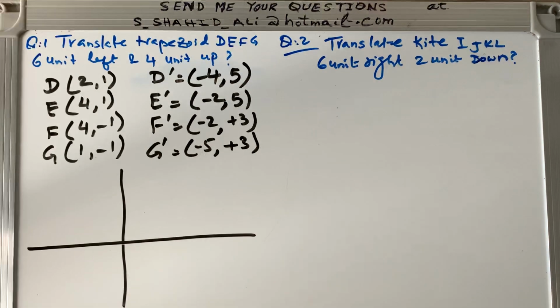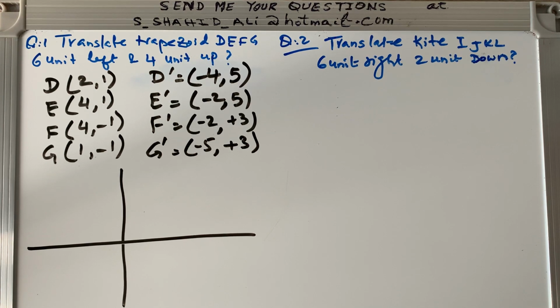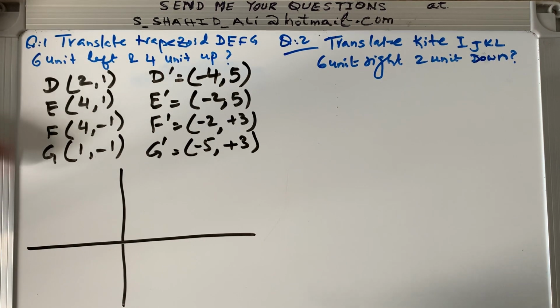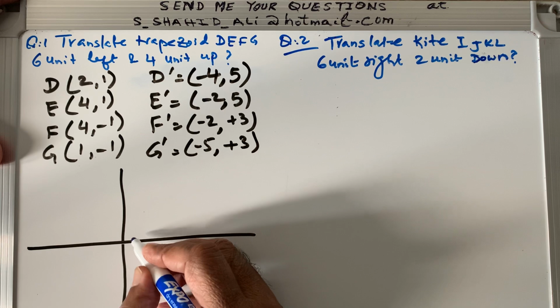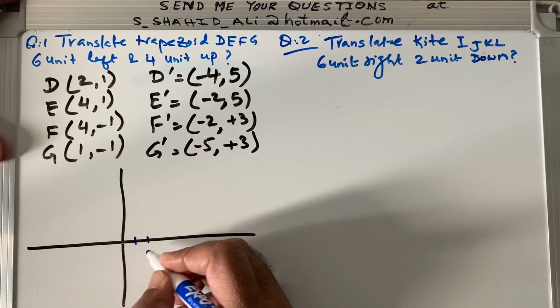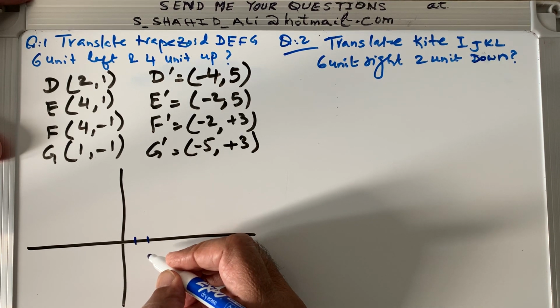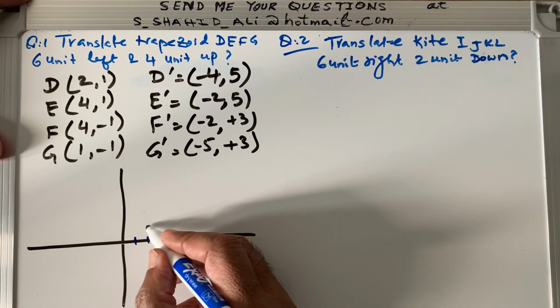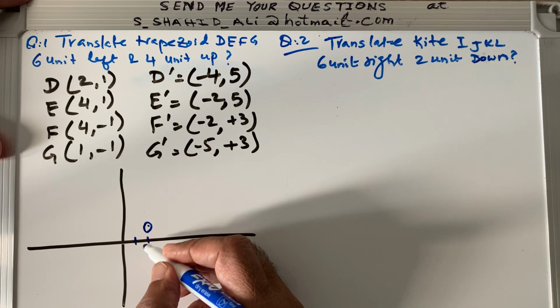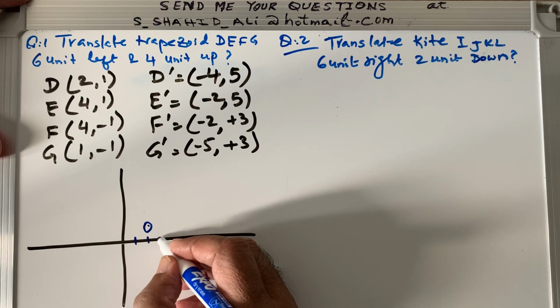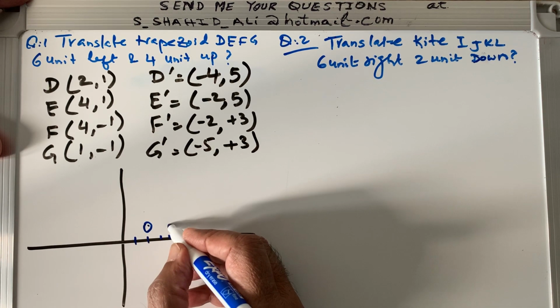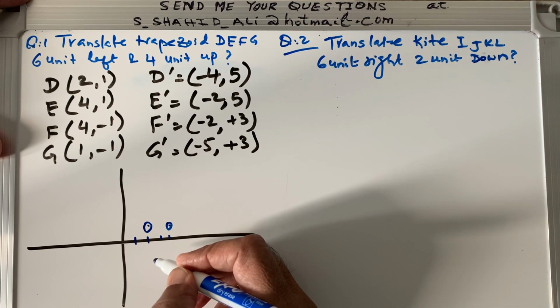So to show this translation on the graph, I have a coordinate system, and now I will draw it with maybe a blue pen, right? So yeah. So 2, 1. I am taking a bigger scale so that you can easily draw it. So 2 and 1, right? So this is my 2, 1. And then I have 4, 1. 1, 2, 3, 4, and then 1. So this is my second point.